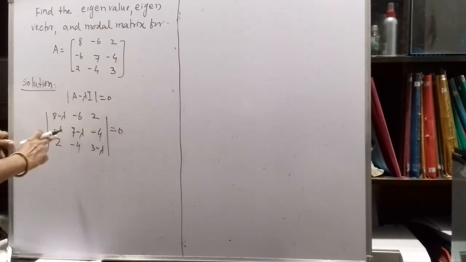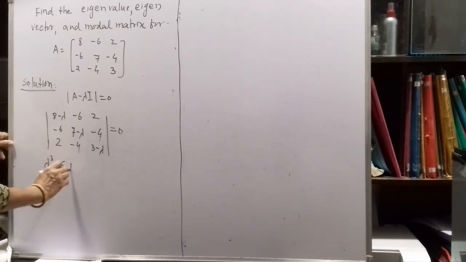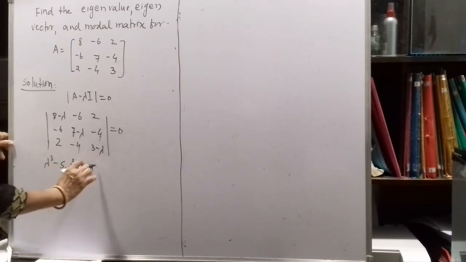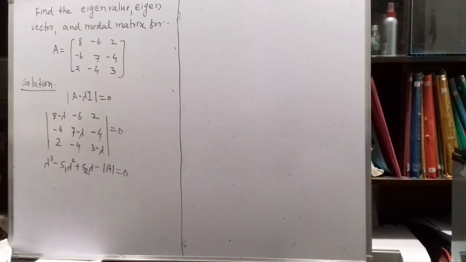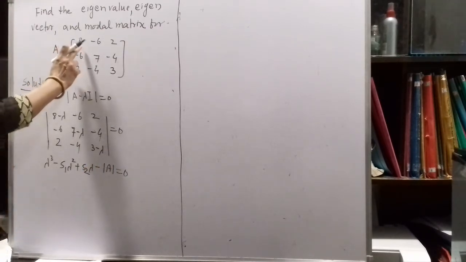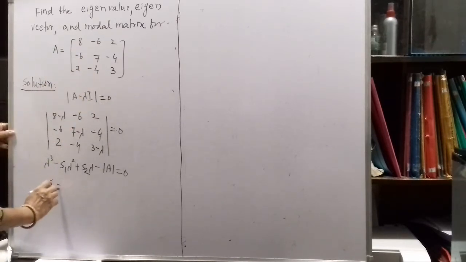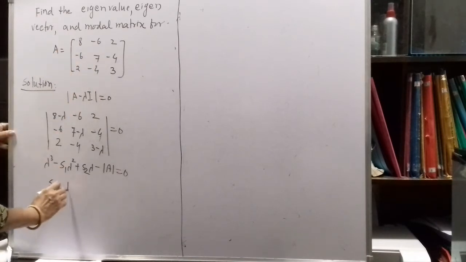We could solve this using the expansion of this matrix, but we can use another method: lambda cube minus S1 lambda square plus S2 lambda minus determinant of A is equal to 0. Now what is S1? S1 is the sum of the diagonal elements of A. So S1 is equal to 7 plus 3 is 10, plus 8 is 18.